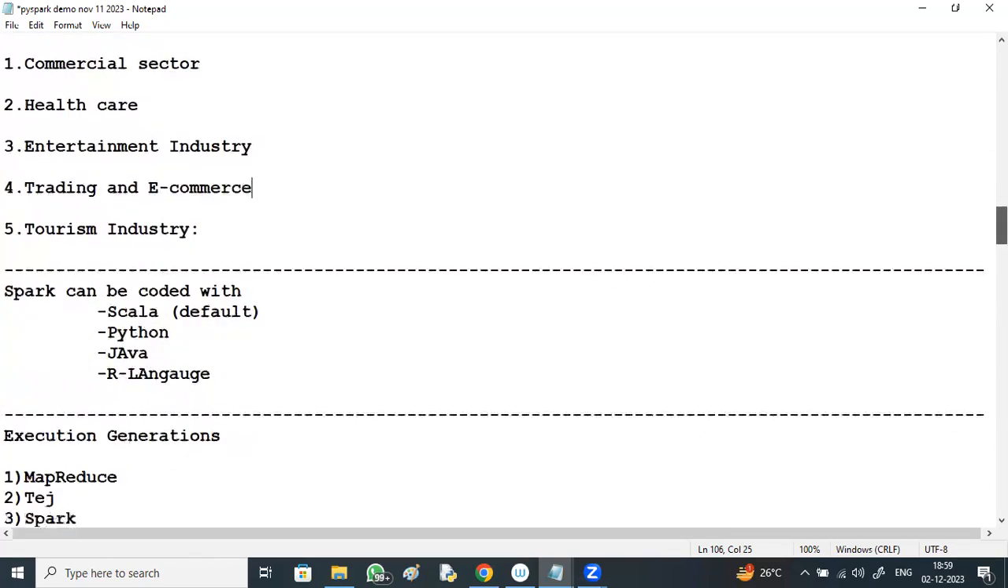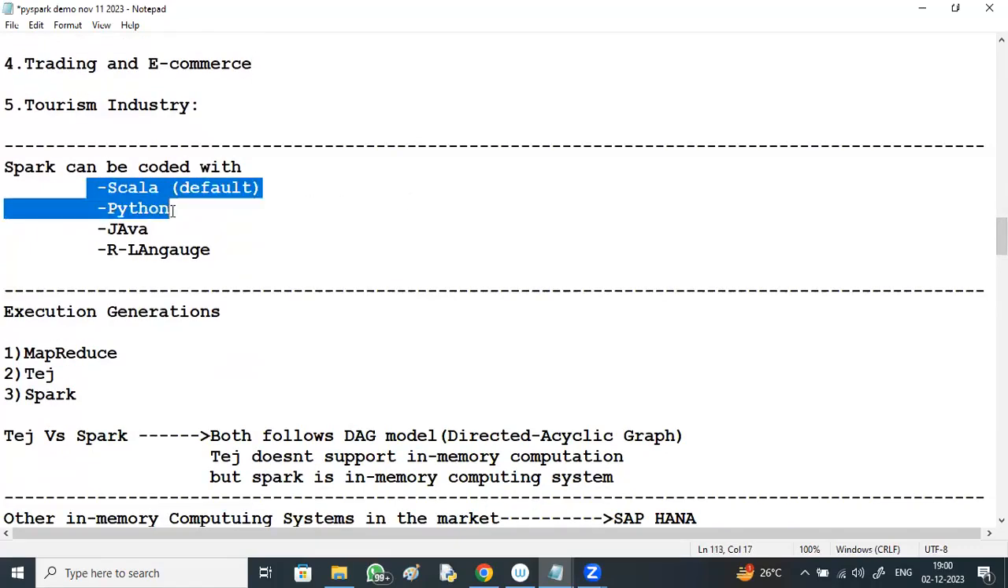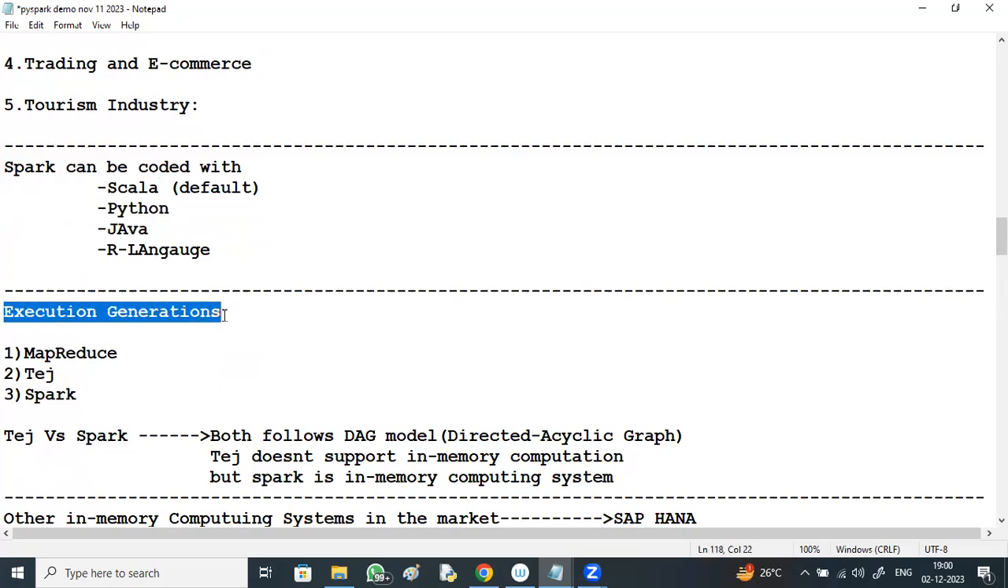So I was saying, Spark can be coded with Scala or Python. These are the mostly preferred languages, but by default, Spark was built using the Scala language. Previously, Scala was used the most. Now Python is mostly preferred, right? Execution generations: previously, in Hadoop, we saw MapReduce execution. MapReduce execution was well designed, but it got outdated when Spark was introduced. This MapReduce got outdated.